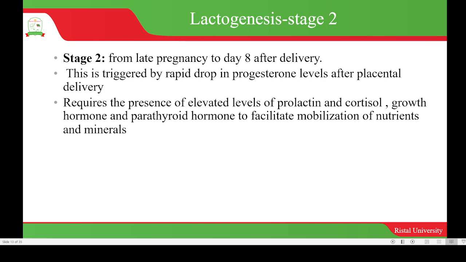The second stage of lactogenesis occurs in late pregnancy, up to about 8 days after delivery, and this is triggered by a rapid drop in progesterone levels after placental delivery, and requires the presence of elevated levels of prolactin and cortisol, growth hormones, and the parathyroid hormones to facilitate the mobilization of nutrients and minerals.